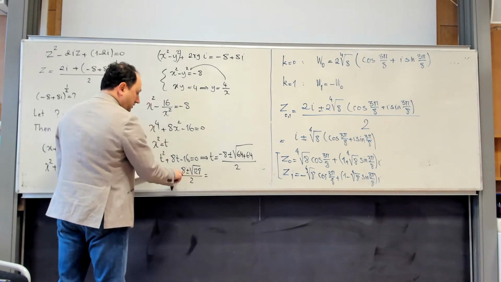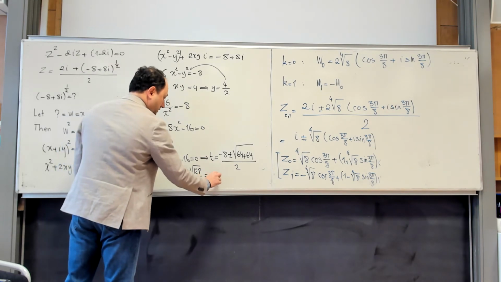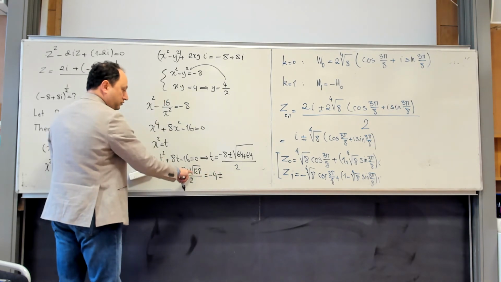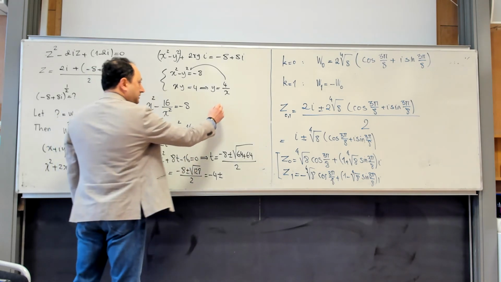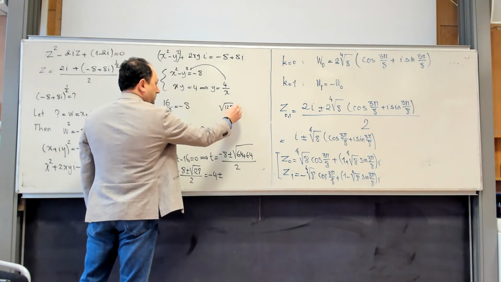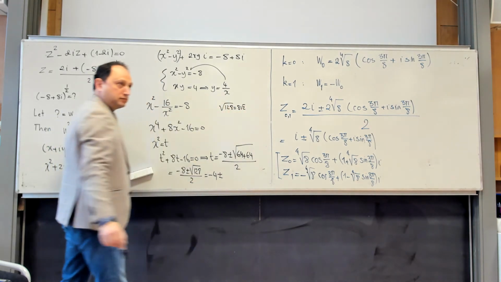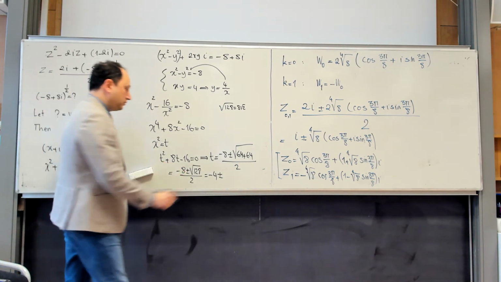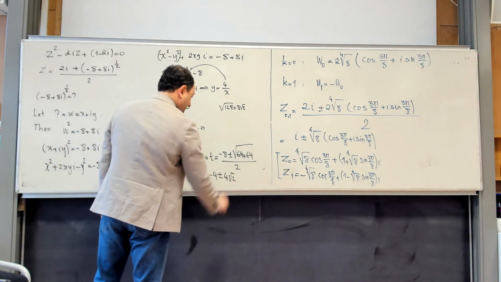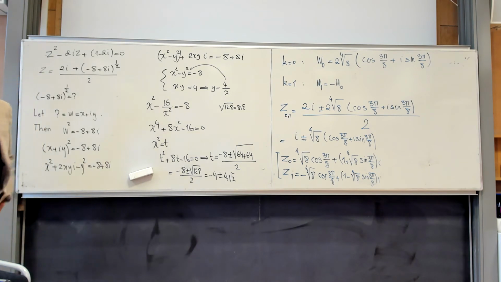But what can I write? I divide this by 2, it becomes minus 4 plus or minus the square root of 128. The square root of 128, do you agree? It is 8 square root of 2. Yes? And I divide it by 2, so it becomes 4 square root of 2. Yes?